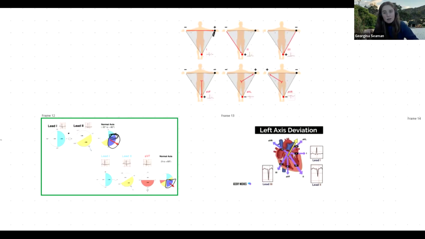Sorry, so for left axis deviation, does this mean the heart is kind of sideways with the apex pointing left or upwards? I don't know if the apex points left or upwards. Anita would be able to correct me on that, but it does mean that the voltage of the electricity is heading more to the left than it is to the right. Yes, because of the axis shift. That's correct.